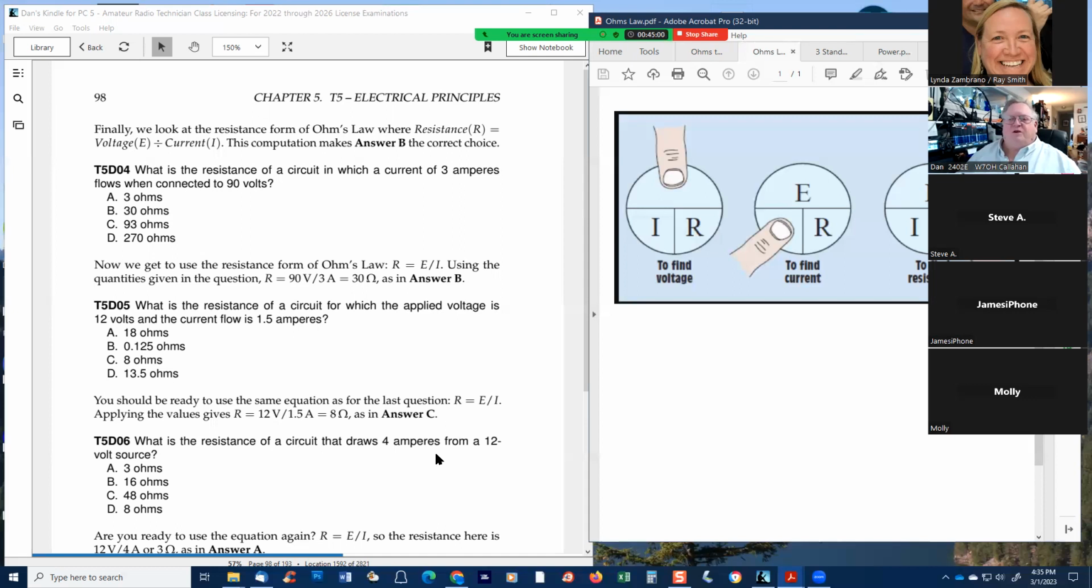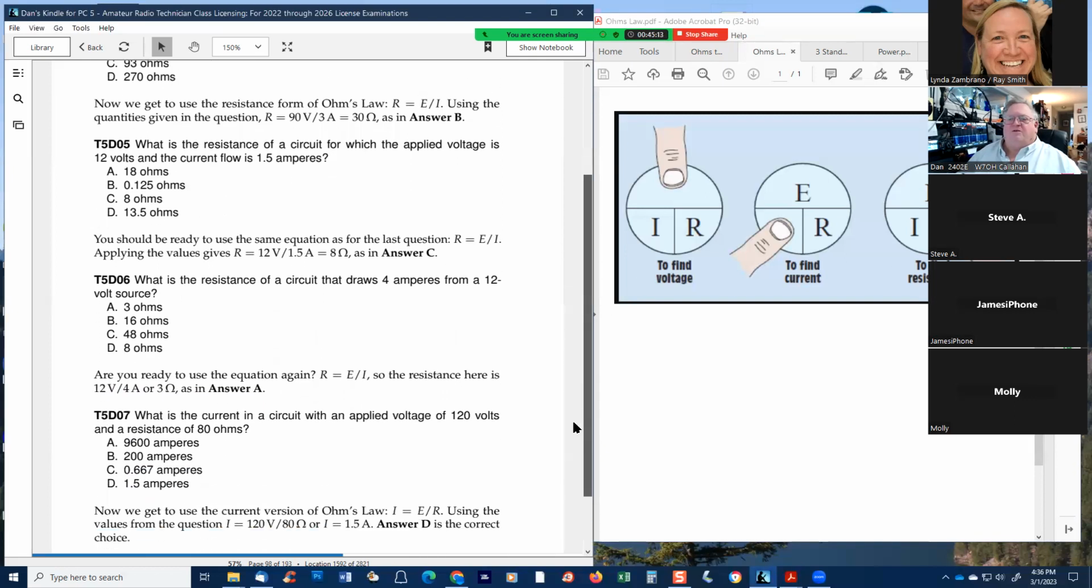What's the resistance of a circuit drawing 4 amps from a 12 volt source? Well, resistance again is E over I. So it's 12 over 4. It's going to be 3 ohms. Trying to get this thing to slide down.